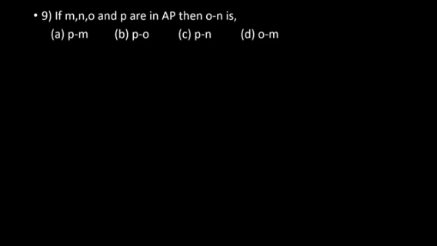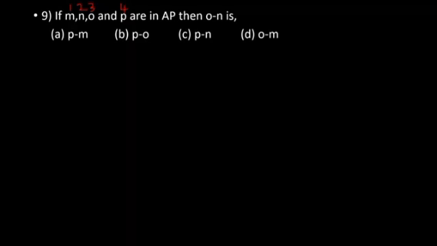Ninth one: if M, N, O and P are in AP, then O minus N is? The options are P minus M, P minus O, P minus N, O minus M. Here they said you need to find another sequence. It's not that you need to find O minus N itself. Here M, N, O, P are in the form of A1, A2, A3, A4. O is A3 and N is A2, so we have A3 minus A2. Like that, we need to check whether any option has the same form. If it's there, that is the correct answer.